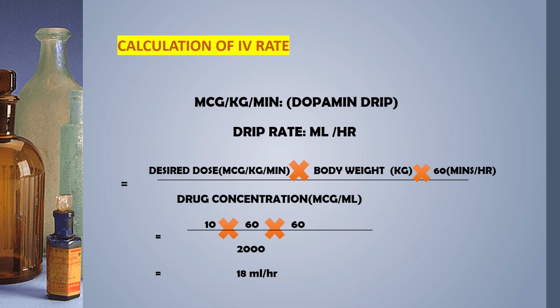It is the desired dose, whatever they want, that is 5 microgram per minute, into the body weight of the patient, into 60, divided by the drug concentration. That should be in microgram. So if the desired dose, he told you 10 mcg, start at 10, into body weight 60, into 60 for time, divided by 2000. Now, how did I get this 2000? It's another video. I will show you how to calculate the dopamine. And the answer will be 18 ml per hour.